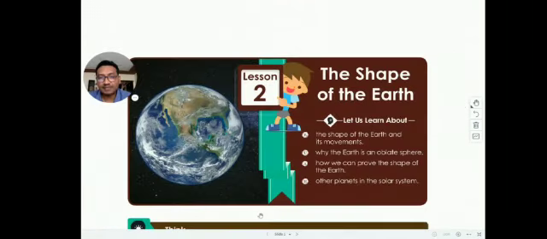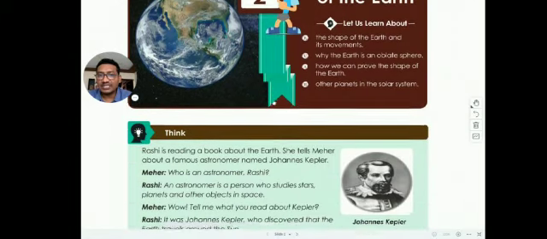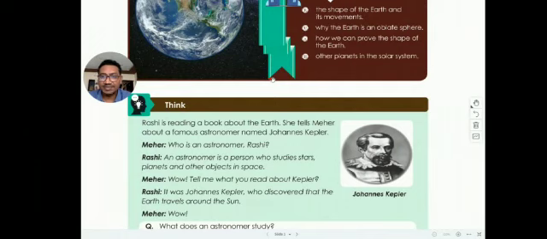Now let's begin our lesson with a conversation in the think section. Here is a conversation between Rashi and Meher. Rashi is reading a book about the earth. She tells Meher about a famous astronomer named Johannes Kepler. Meher is asking, who is an astronomer, Rashi? And Rashi is explaining, an astronomer is a person who studies stars, planets, and objects in space.